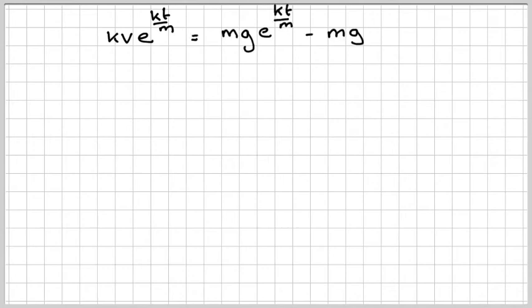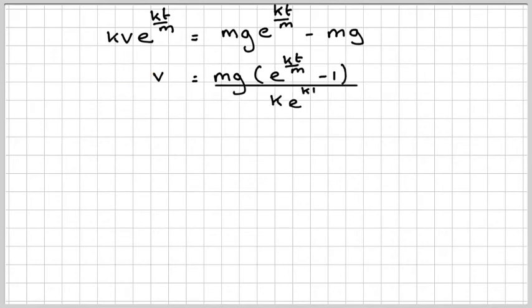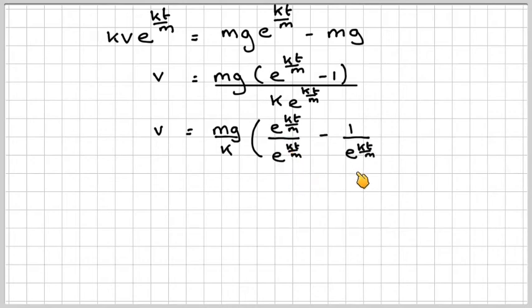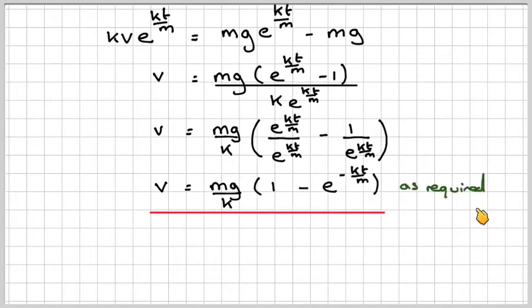Just write that out again. mg is a common factor, so we take that out, and then divide by k e^(kt/m). Then v is mg over k, and separating up this common denominator, we have e^(kt/m) over e^(kt/m) minus 1 over e^(kt/m). So that gives mg over k times 1 minus e to the minus kt over m, as required by the question.